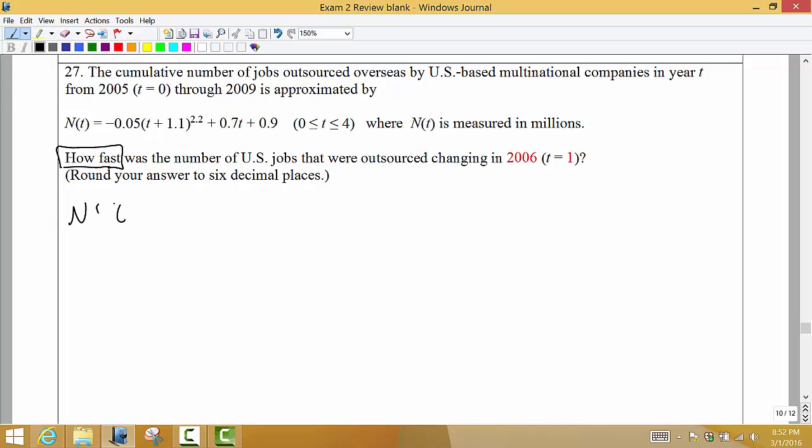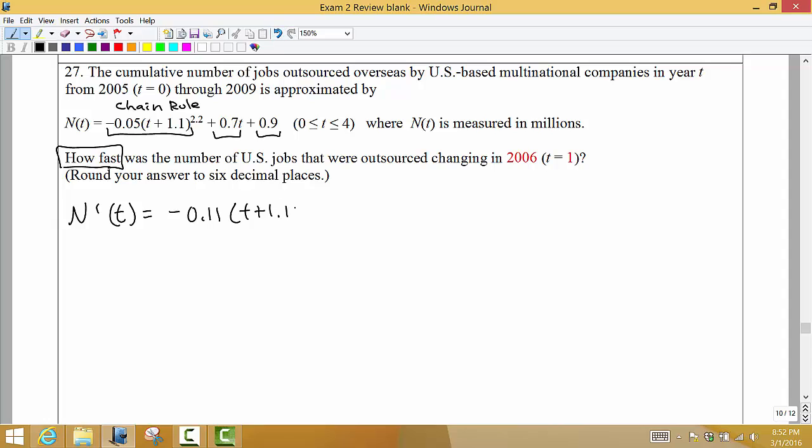The first thing you want to do is find the derivative of our given function. So we're going to do this one term at a time. The first term, we have a constant, and then we have parentheses. We have a variable inside of the parentheses, and it's all raised to a higher power. So here, we're going to employ the chain rule. So I'm going to multiply 2.2 times the constant that's out front, and I get negative 0.11. And I'm going to write down the inside function as is.